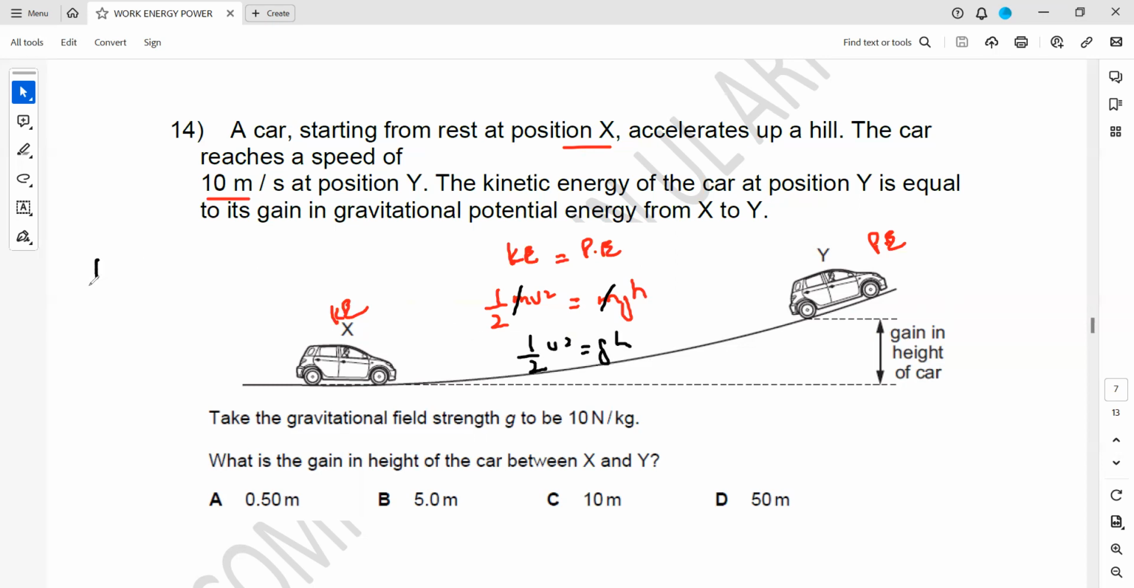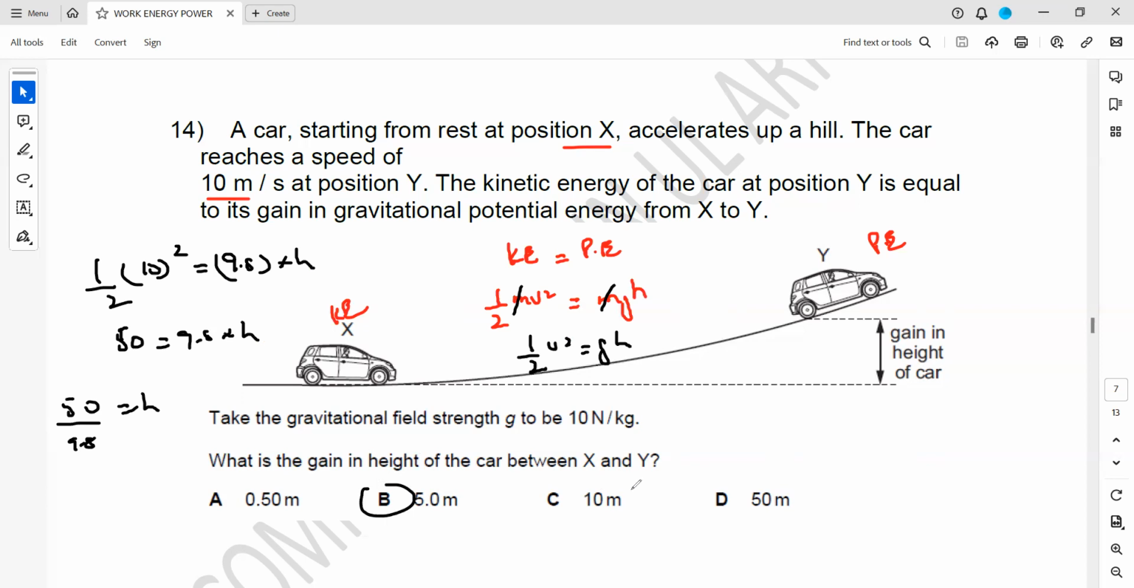We'll simplify. So it will be half. V is the speed, which is 10 square. G is the gravity, 9.8, and then height. So 10 square is 100, divided by 2 makes 50. 50 into 9.8 is height. And 50 divided by 9.8 will give us the height. So that will be about 5 meter, so B will be the right answer for this.